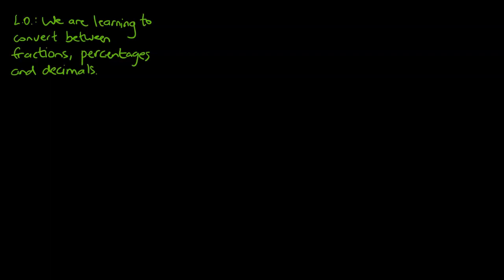Today's learning objective is in green and we are learning to convert between fractions, percentages and decimals. The key word in the video, I suppose, is convert between the various forms we've stated. So let's just say we've got F for fractions, P for percentages and D for decimals. You need to know how to chop and change between the two.